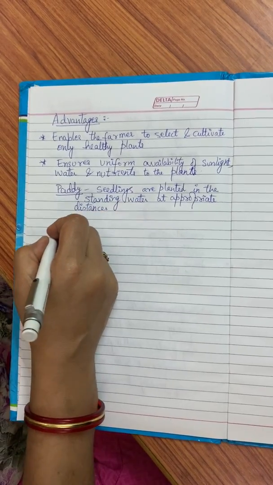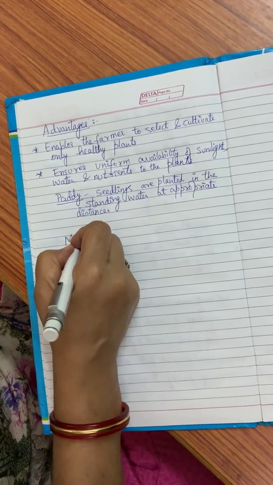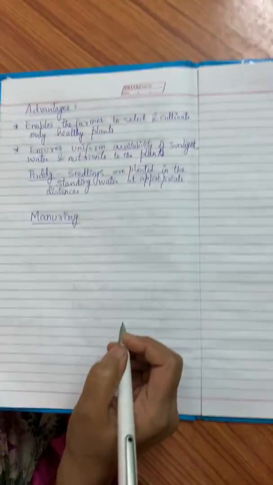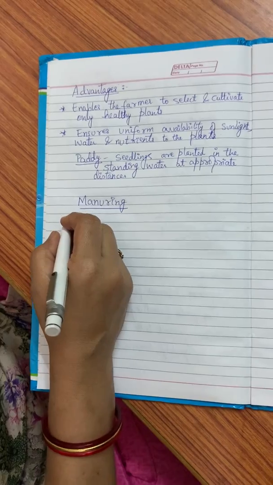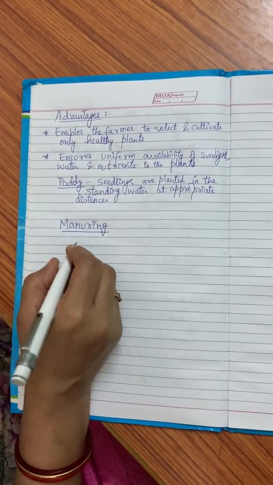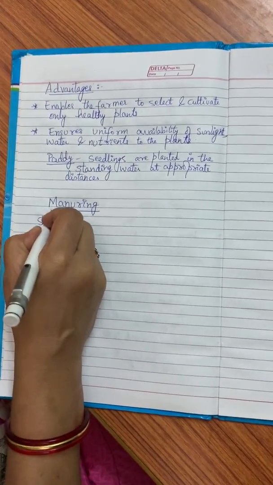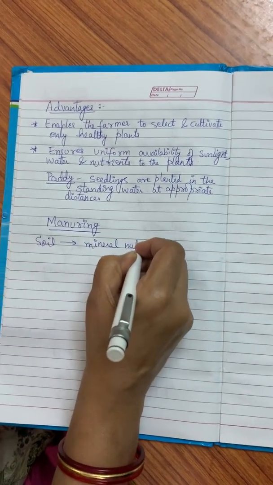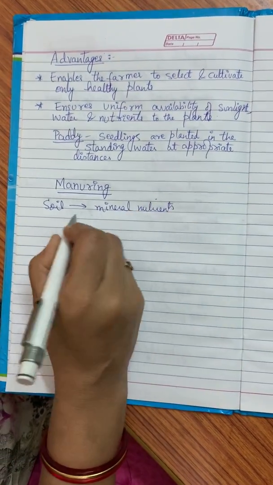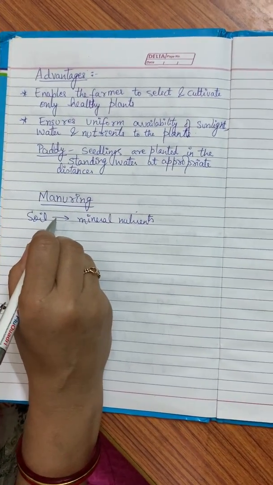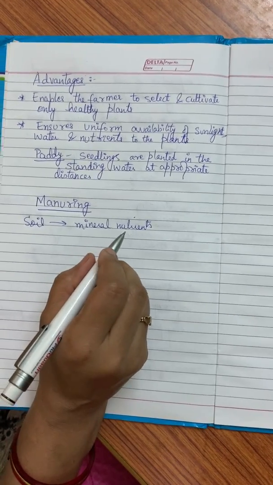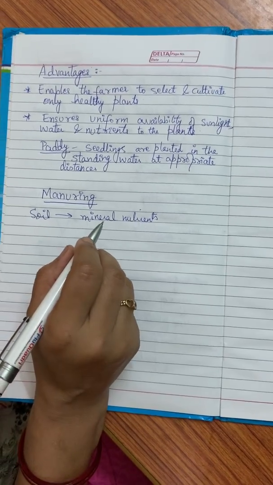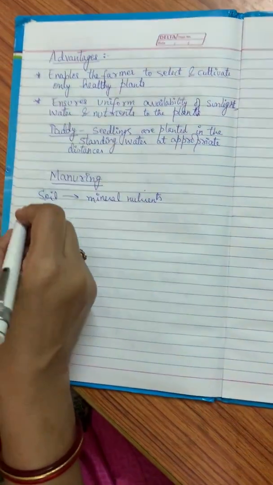The third agriculture practice is manuring. The first one was preparation of the soil. The second one was sowing. The third is manuring. We all know that the soil supplies mineral nutrients to the crop plants. Continuous cultivation of the crops makes the soil poor in nutrients. To replenish the soil fertility, to refill the fertility of the soil, some methods are being used.